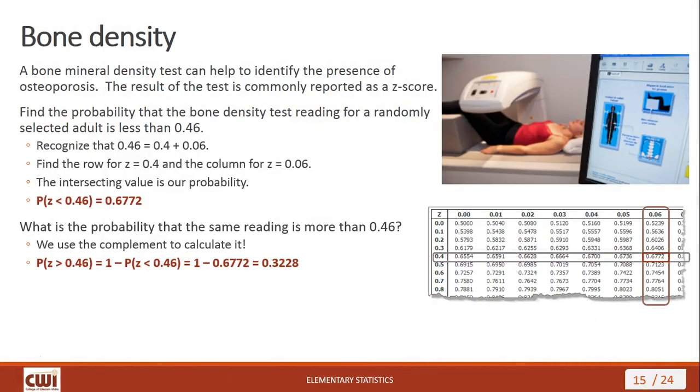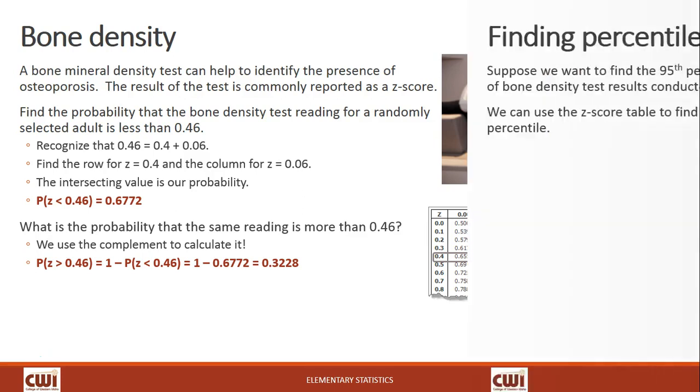Remember that the area under the curve that's given in your z-score table is to the left. But if we want to calculate the probability of more than, then we need the area to the right. So in order to get the area to the right, we simply take the total area under the curve, which is 1, subtract out the area to the left, and that leaves us the area to the right, which in this case is 0.3228.